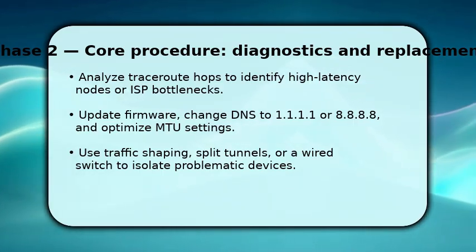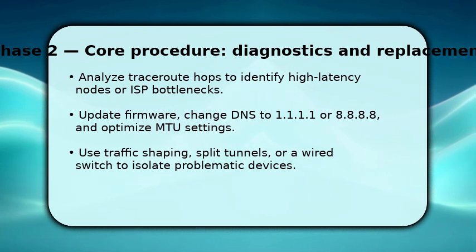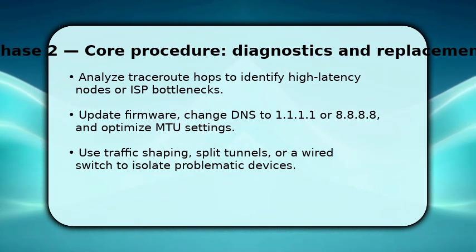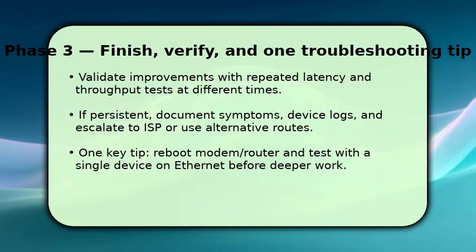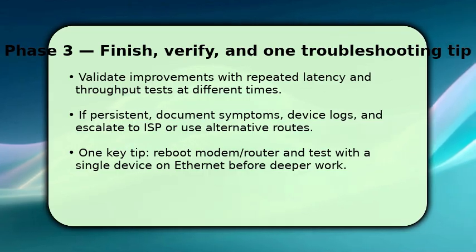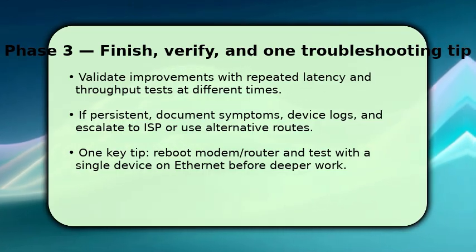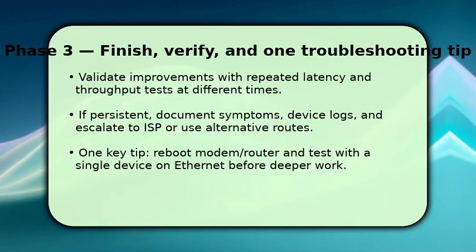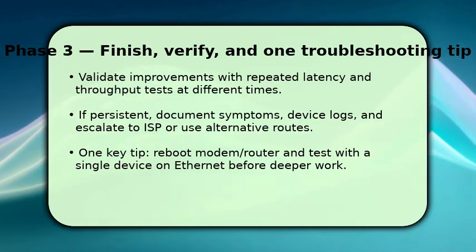Also apply traffic shaping or split tunnels to keep critical flows small and predictable, which reduces queuing delay. You finish by confirming gains and creating a rollback plan. Test latency and throughput multiple times at peak and off-peak to ensure consistency. Once validated, lock configuration and monitor for regressions.